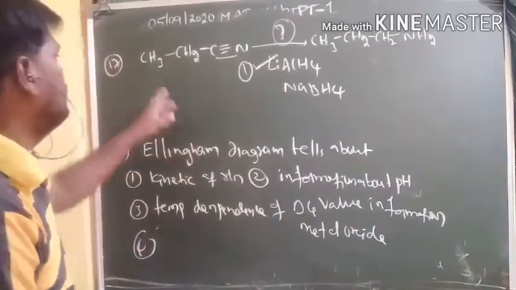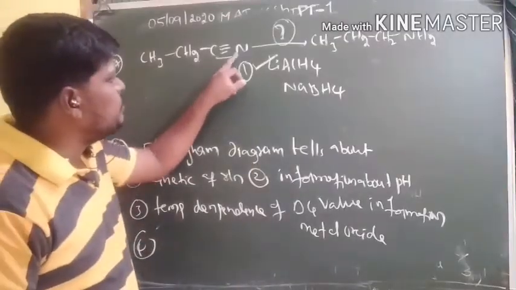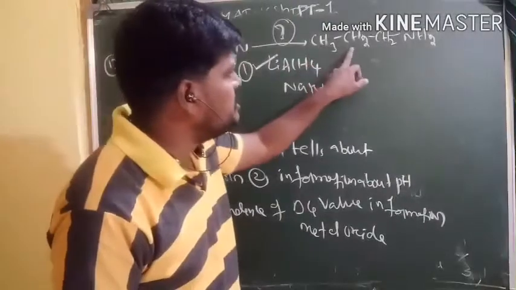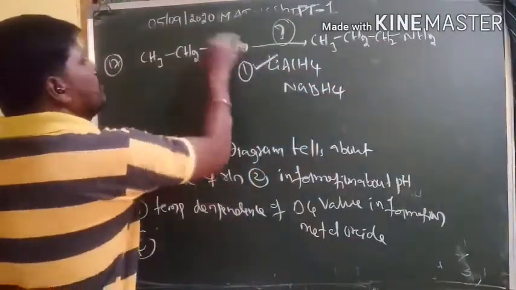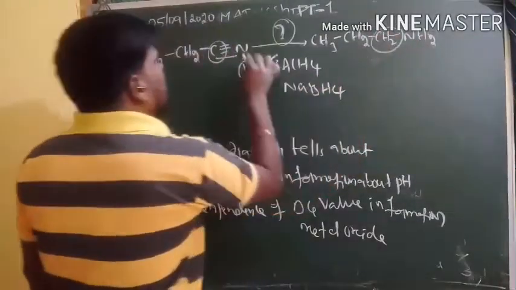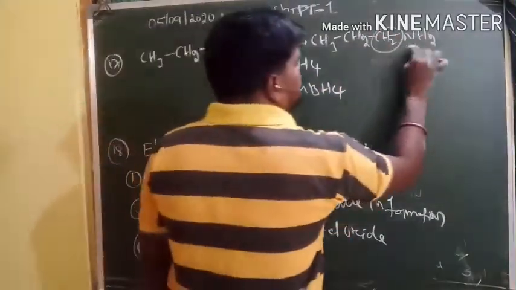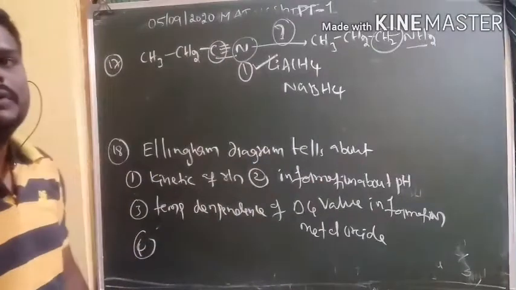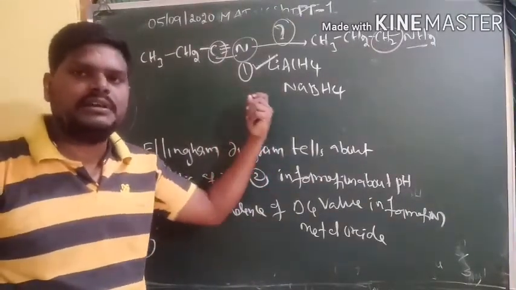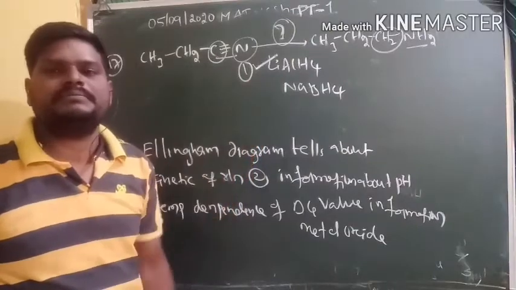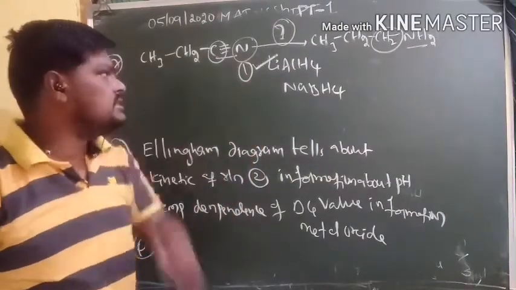Next question: CH3CH2C triple bond N is converted to CH3CH2CH2NH2. Here, this carbon is converted to CH2 and this nitrogen is converted to NH2. So what do you understand here? We need a strong reducing agent, because here reduction takes place. That's why, what is our strong reducing agent here?